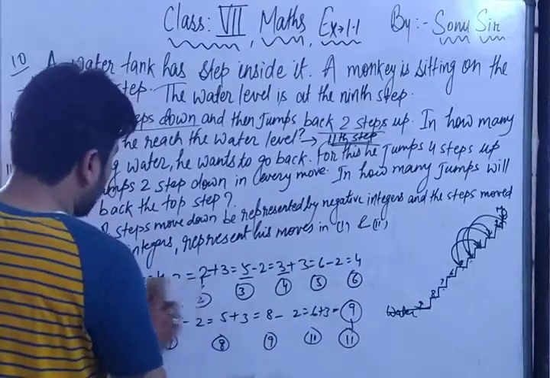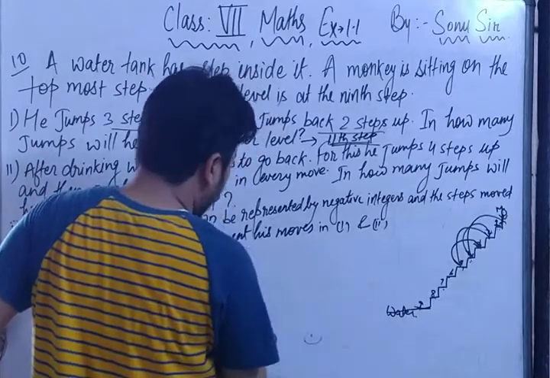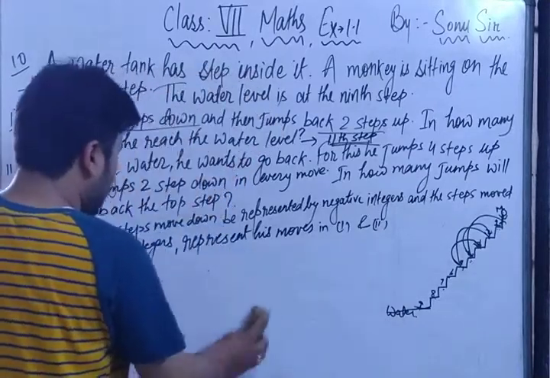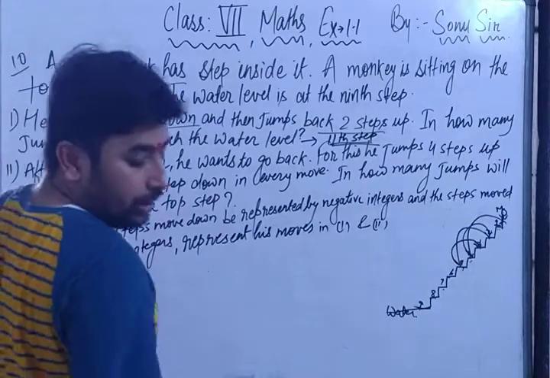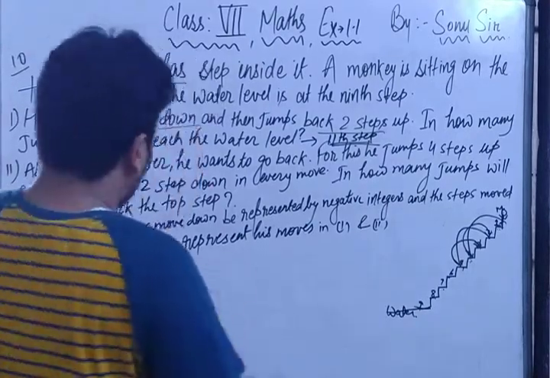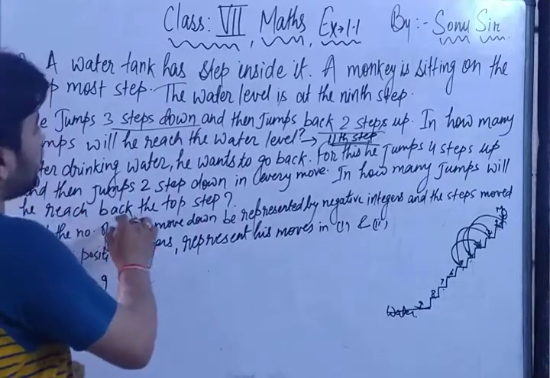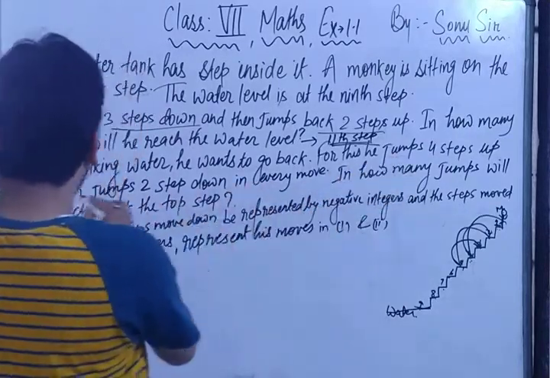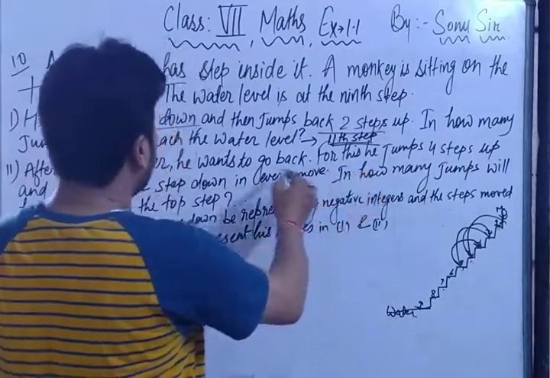What does the second question want to say? He is on the 9th ladder. Now he is drinking the water. After drinking the water, what does he want to do? He wants to go up. So for going up, what is he doing? He is at the 9th step, right? And he is moving 4 steps up. He jumps 2 steps down, and how many steps does he go up?